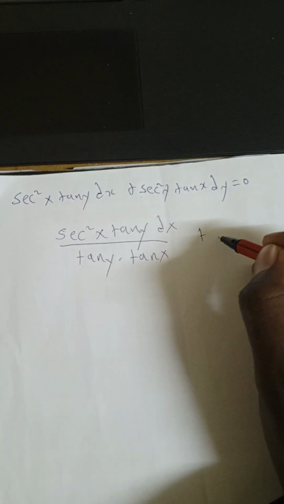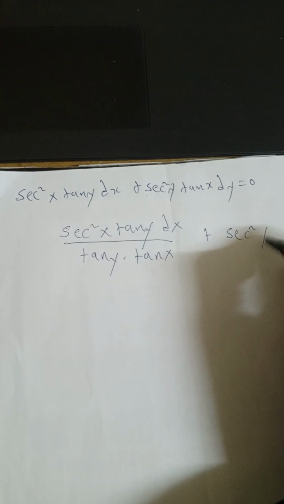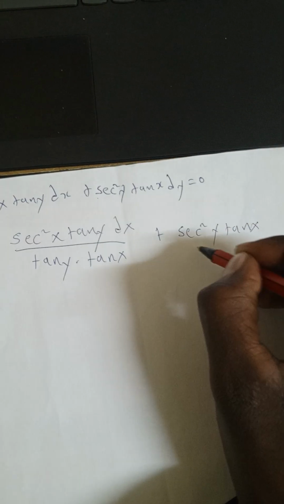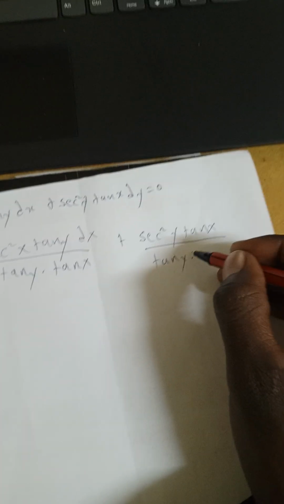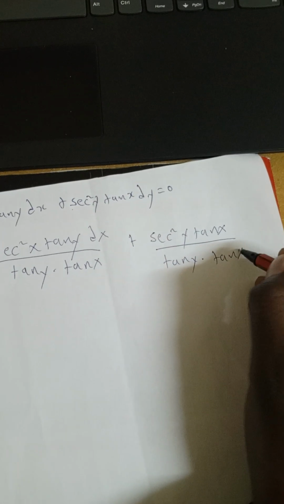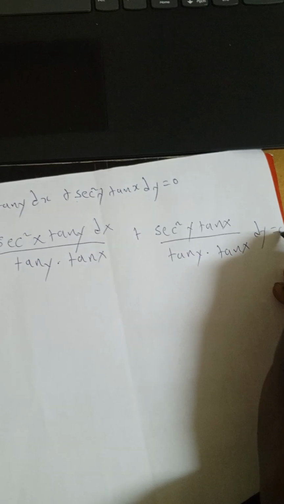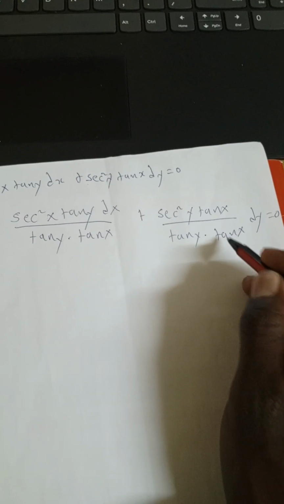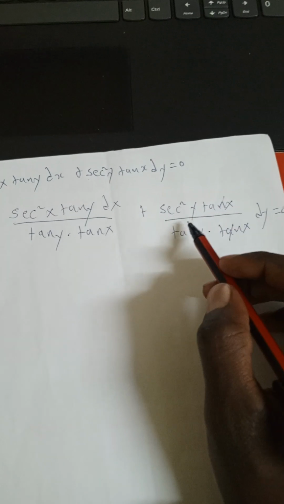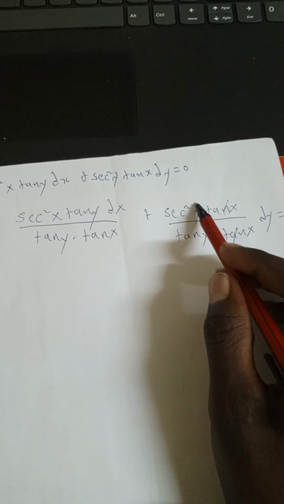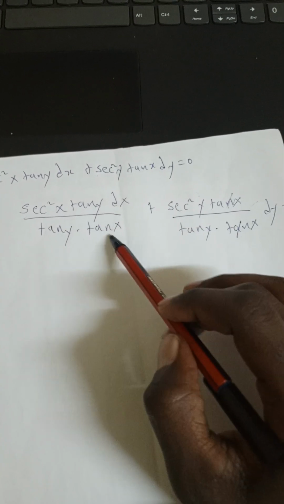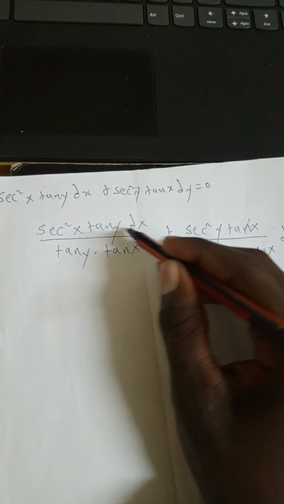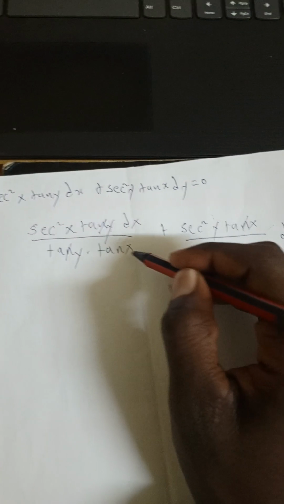We're going to do the same thing here. We're going to divide by tan y multiplied by tan x dy equal to 0. So we can clearly see that this and that will cancel. Now we only have a function of y accompanied with dy, and here tan y and tan y will go, a function of x accompanied by dx.